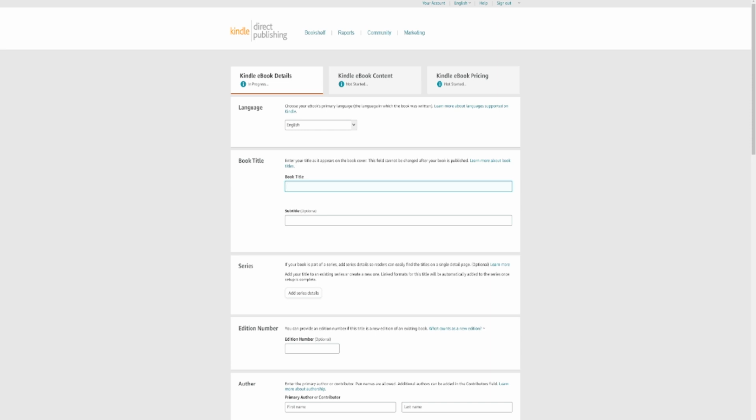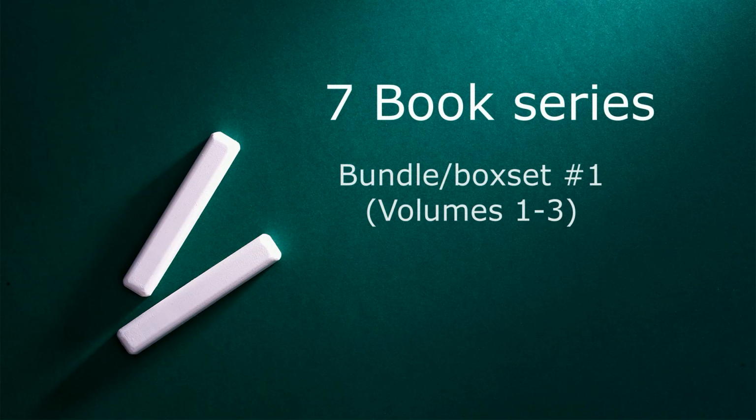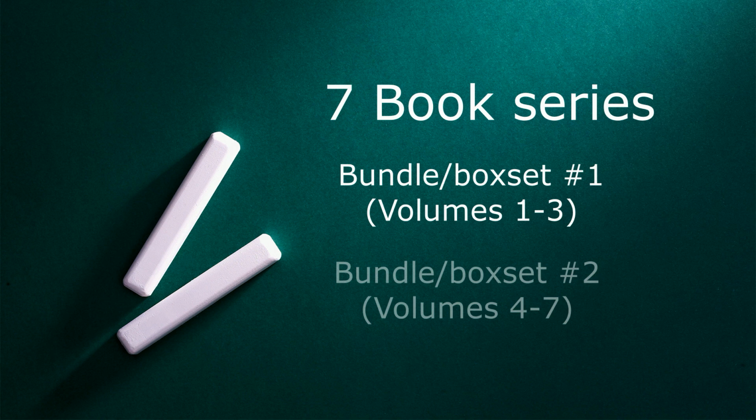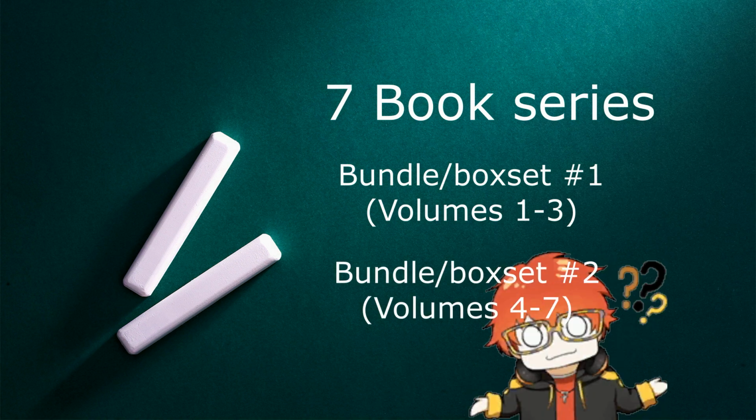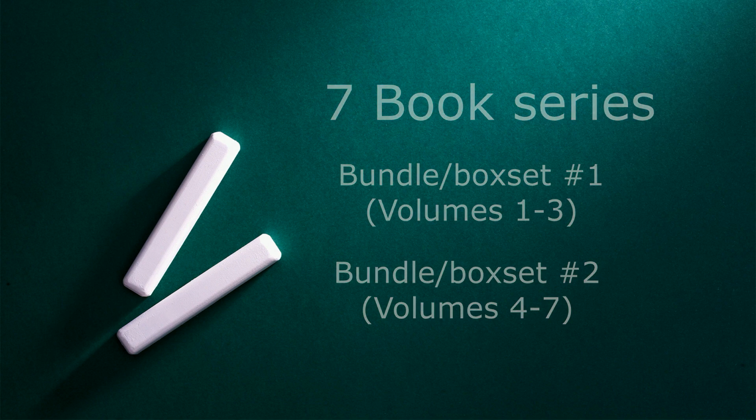There are several ways you can go about this. Some authors will add an entire collection when it comes to their bundles. This is what I'm going to do. But I've also seen some do them in parts. So say there's a 7-book series, the bundles will be 1, 2, 3, and then the second bundle will be 4 through 7. I'm not going to do that, but I think it would make sense to some degree, especially when the books are super long.